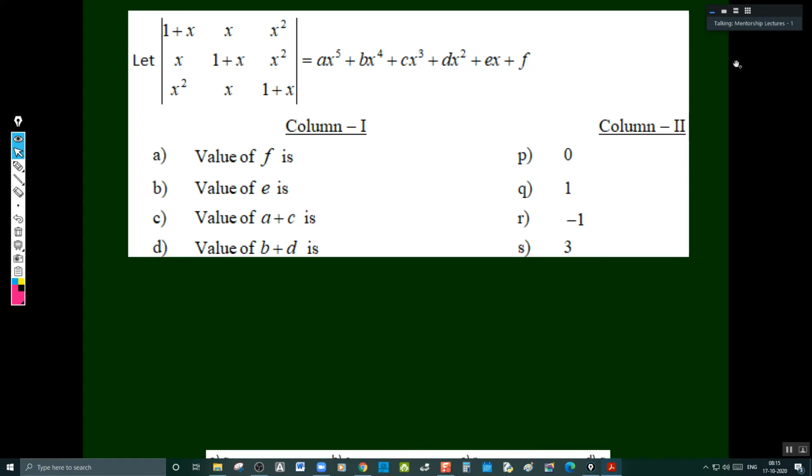The determinant with rows 1 plus x square, x, 1 plus x square, x square, x, 1 plus x is equal to ax power 5 plus bx power 4 plus cx cube plus dx square plus ex plus f. The value of f, you can get it by simply putting x equal to 0.